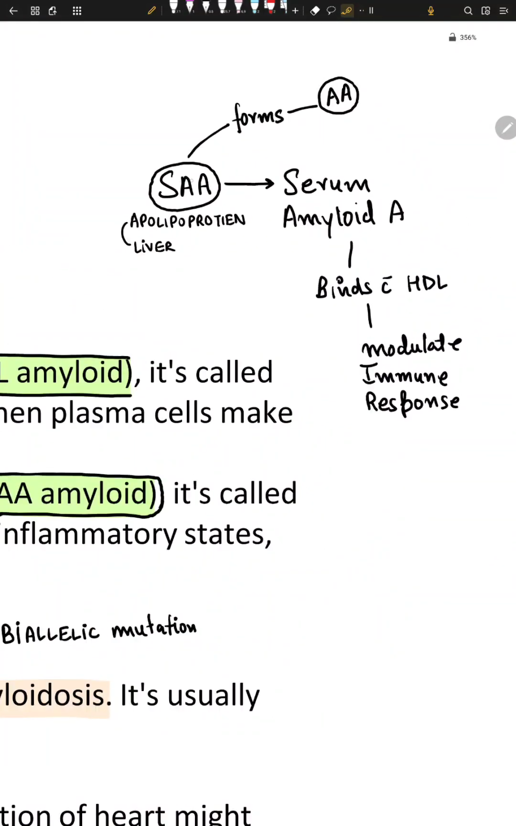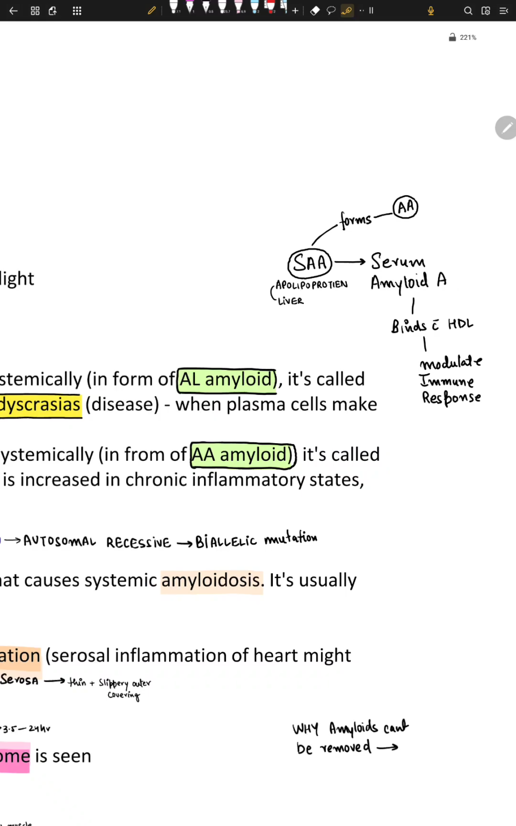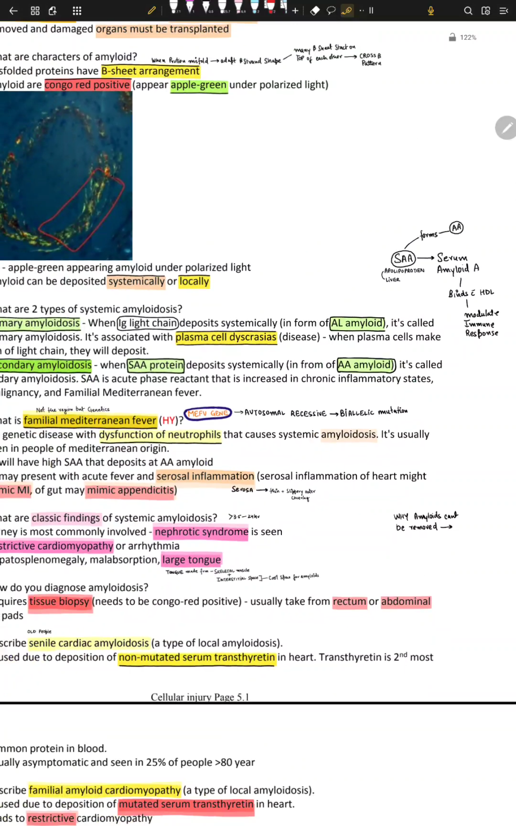Okay, so SAA. What is SAA? This is SAA forms AA, right? And SAA is an apolipoprotein made in the liver, right? So this is serum amyloid A. It binds with HDL, and it modulates the immune response. So we need SAA in this form.